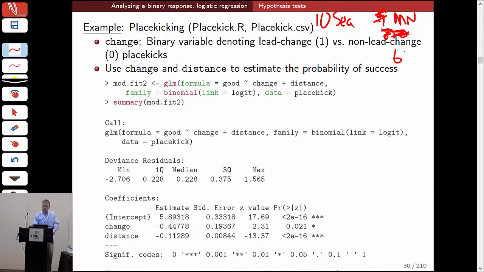So to estimate the model, here's my response, good. My two explanatory variables, change and distance, and I separate them by a plus sign. I put all the results into mod.fit2, for lack of a better name. I summarize everything, and so here's my beta hat 0, the beta hat 1 then for change, and the beta hat 2 for distance.